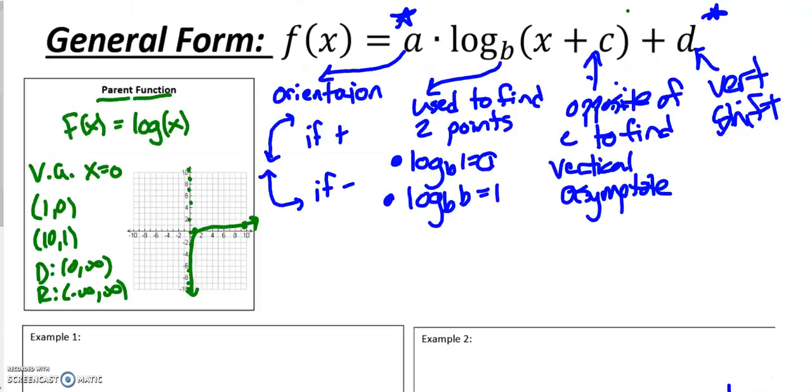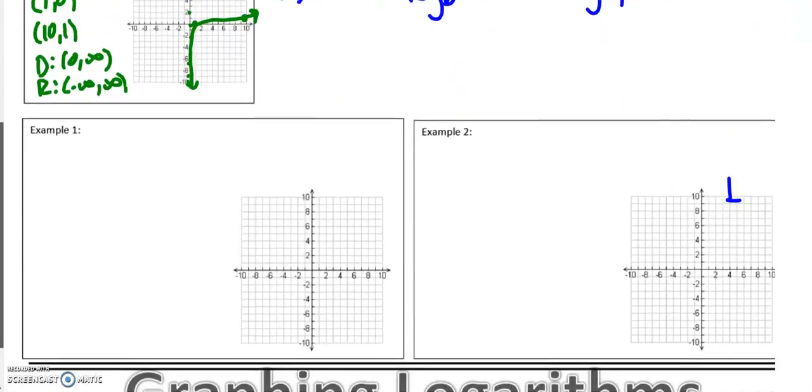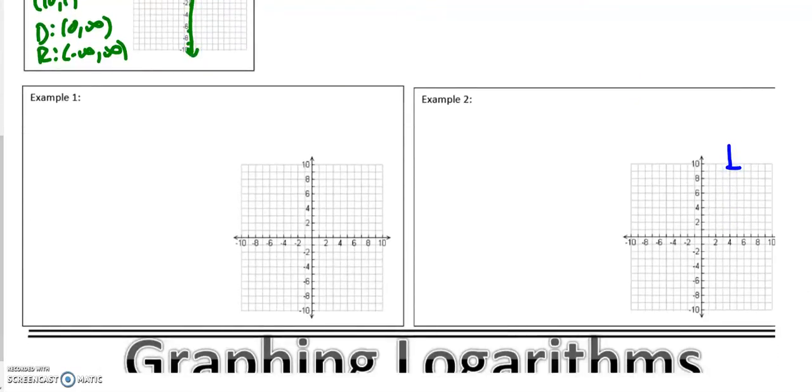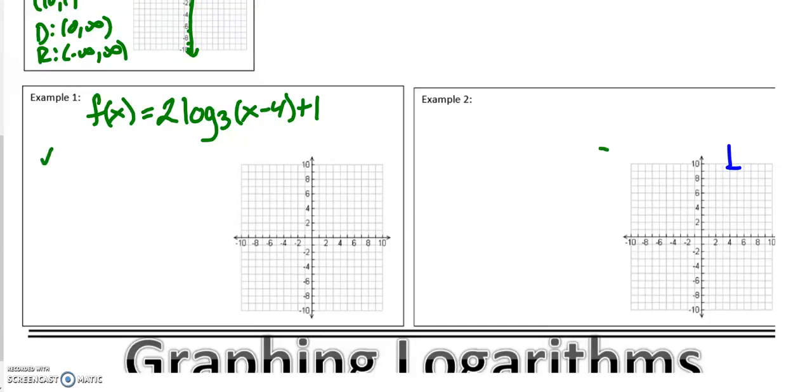First example. Let's suppose that I have f of x equals 2 log base 3 of (x minus 4) plus 1. The most important feature of a log graph is the vertical asymptote. So the first thing I'm going to do every single time is find the vertical asymptote. And we do that by taking the opposite of the c value. So in this case, it's going to be positive 4.